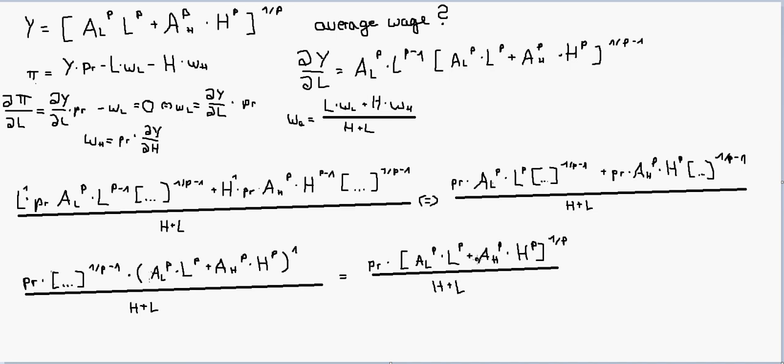What we can also see here is that this whole term is actually the same as our Y. So P_R times Y divided by H plus L is actually our average wage.